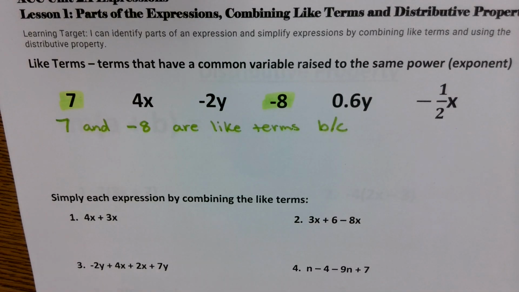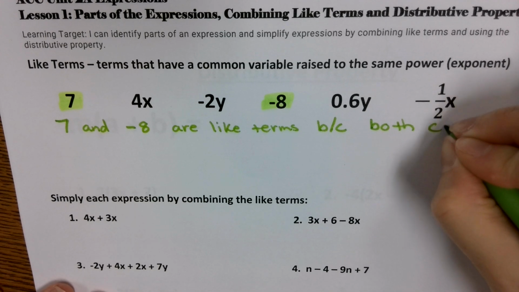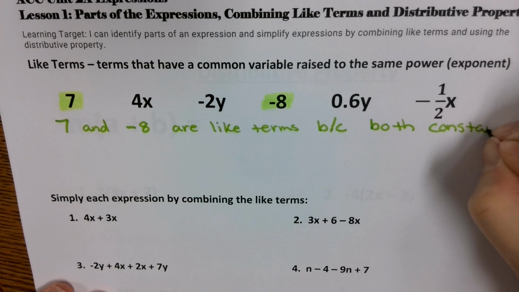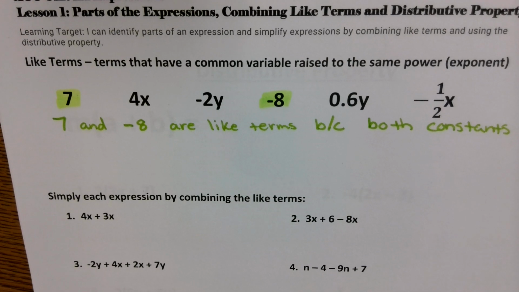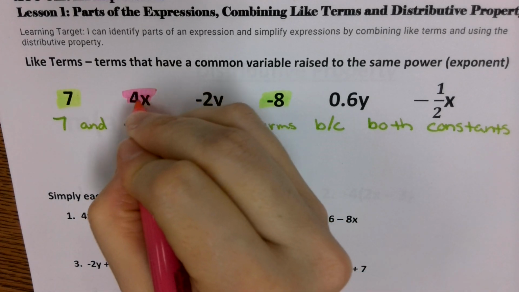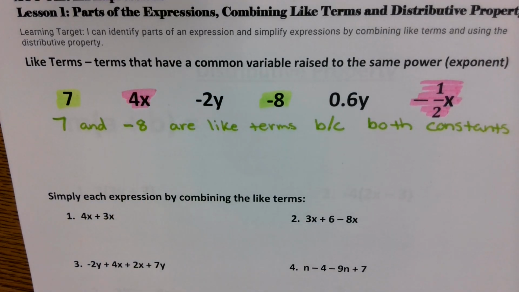Because I'm just going to put BC. They are both constants. So I can say that 7 and negative 8 can be combined together because they are both considered to be constants. I can combine 4x and negative 1/2 x together because they are both written in terms of x.